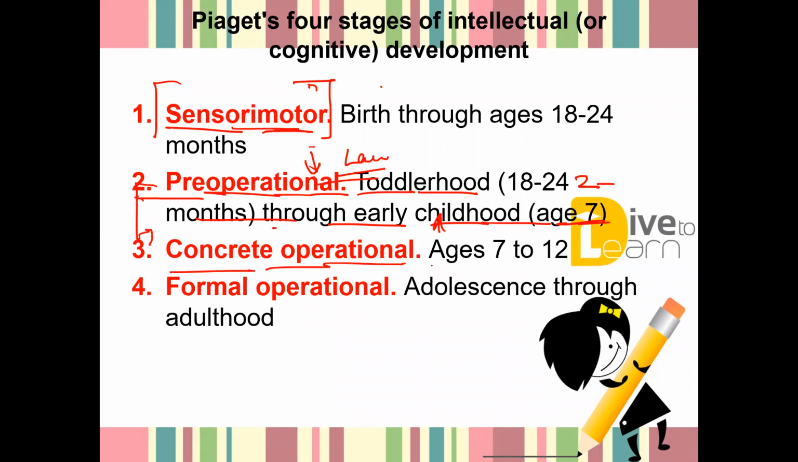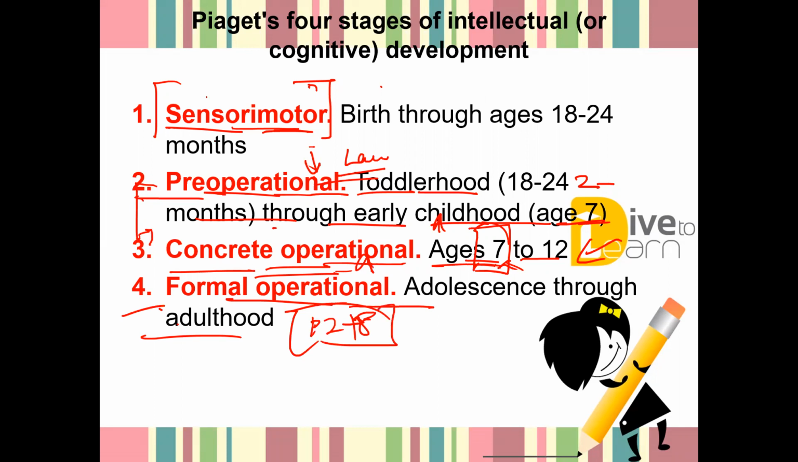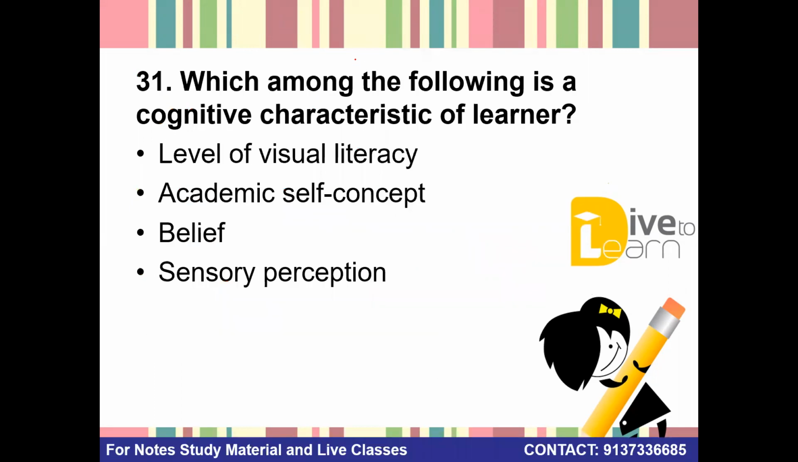Then the concrete operational stage, 7 to 12. At age 7, when we are in class 1 or class 2, at that time our brains are fully developed. Most of the brain is developed here, and you are ready to experience the external world. And the final is from adolescence through adulthood, so from 12 to 18 years, that is the formal operational stage. So these are the stages of intellectual development, Jean Piaget's 4 stages of cognitive development.